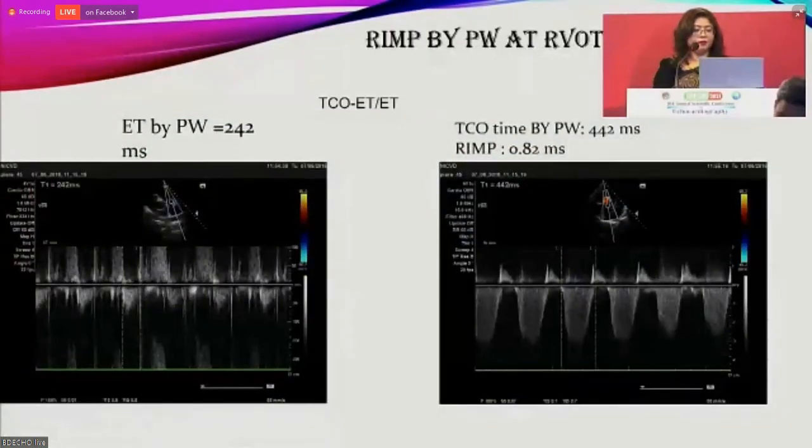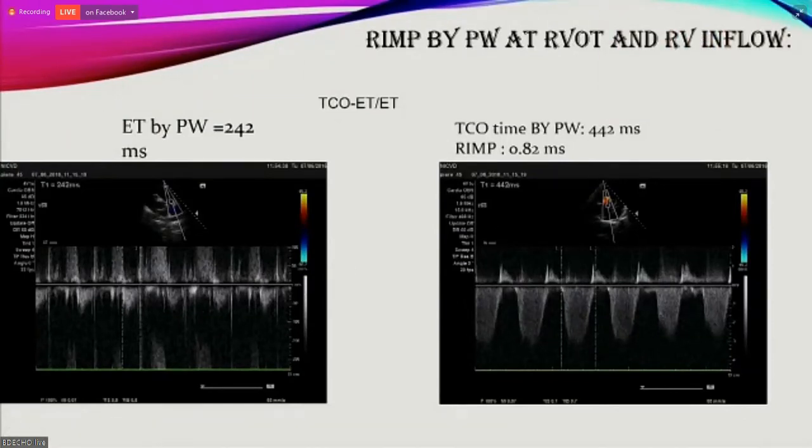And for pulse wave, we have to put a cursor in the RVOT as well as the tricuspid annulus, but it requires the same heart rate, so it might not be possible.